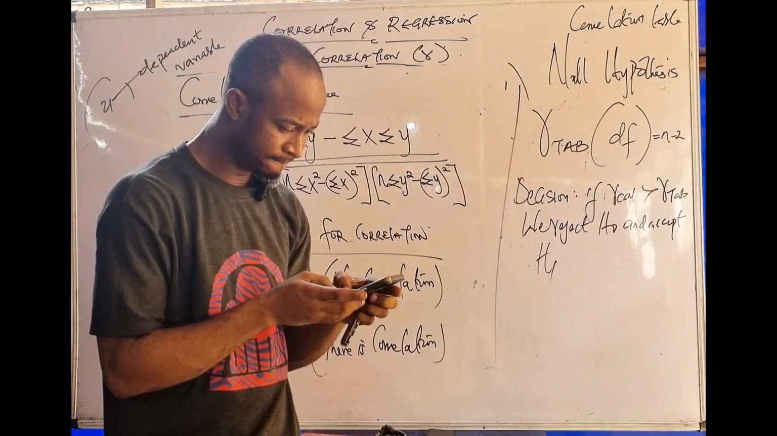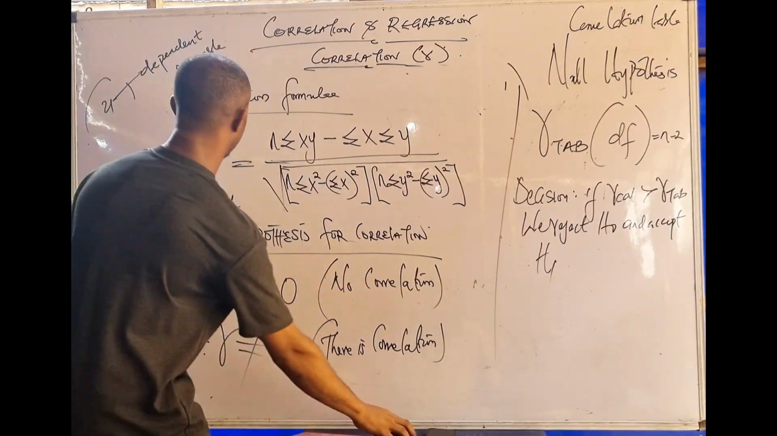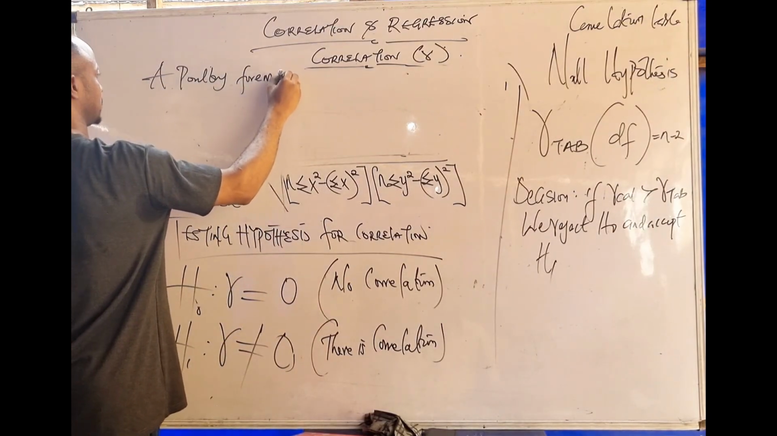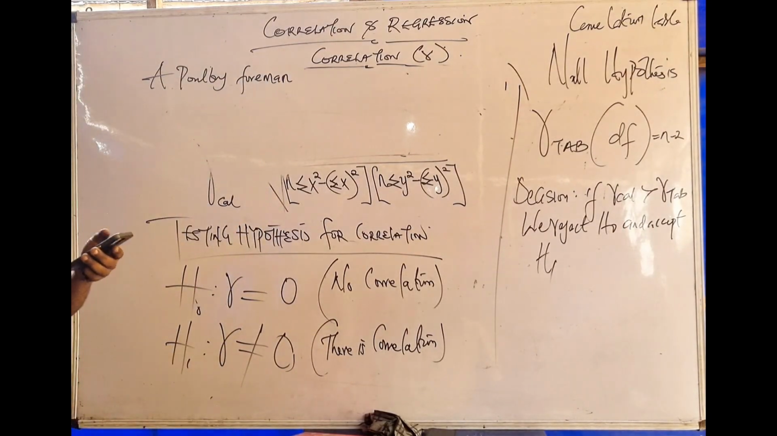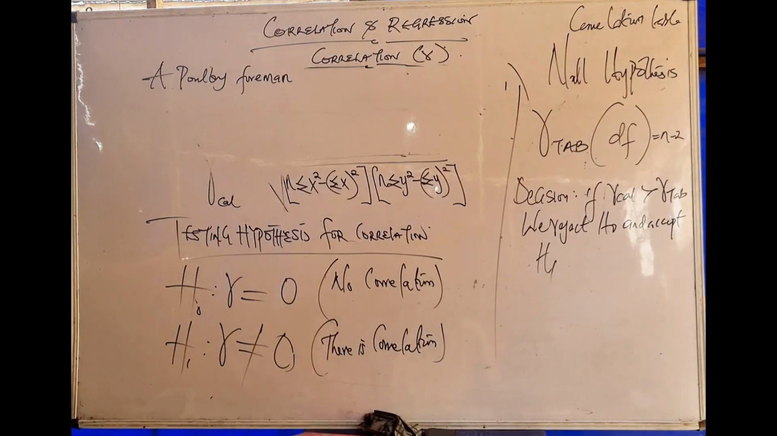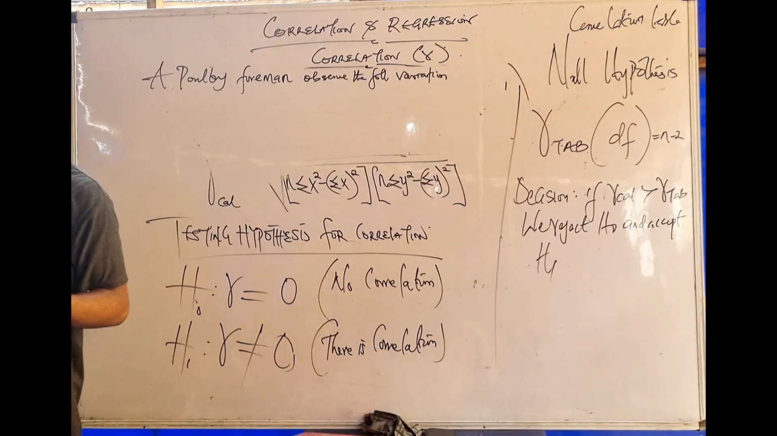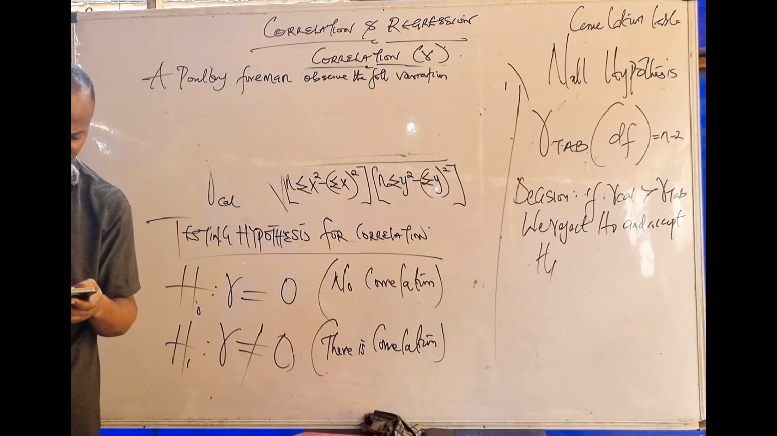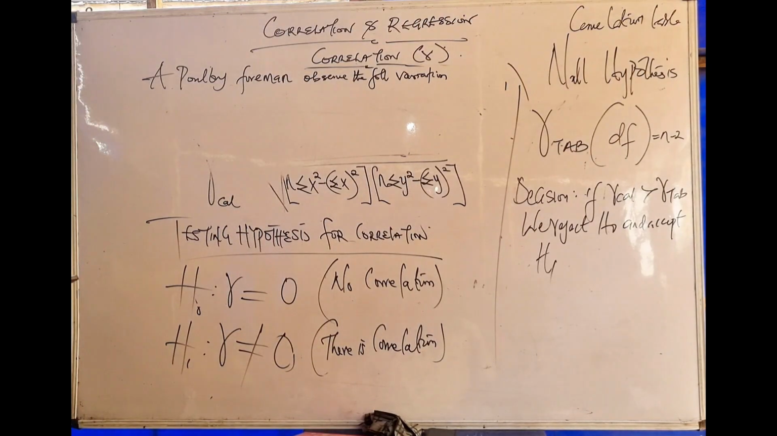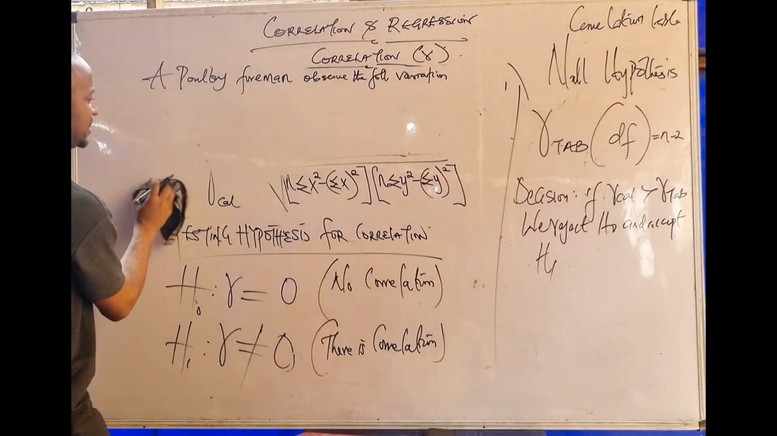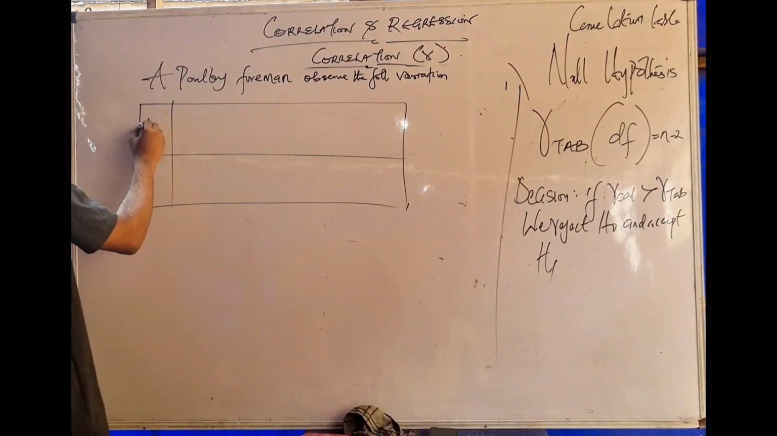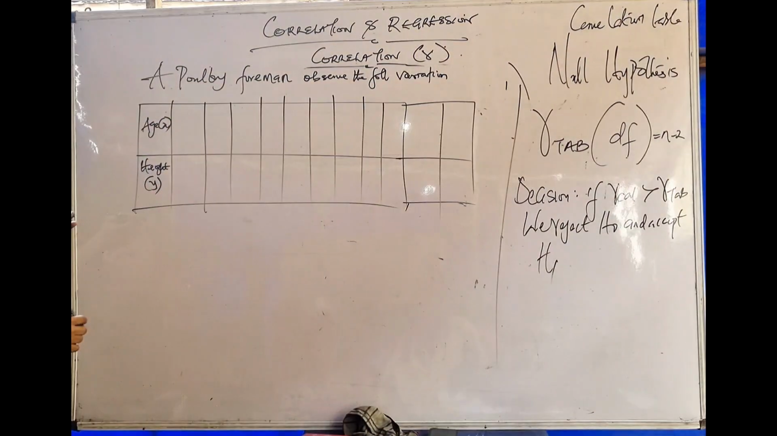Let's solve the problem. A poultry foreman, F-O-R-E-M-A-N, observed the following variation in the age and height of his birds as follows. Here we have age, X. We have height, Y. So let's go.